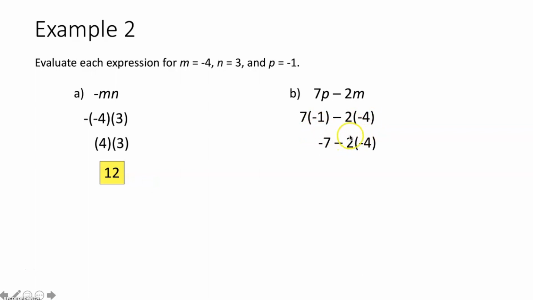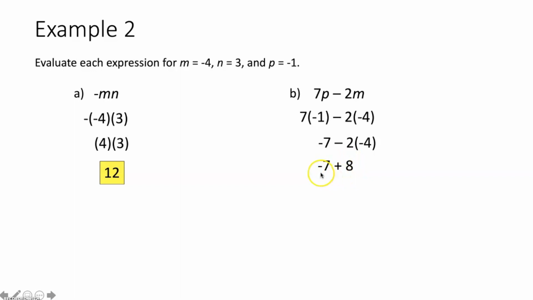Over here, we're taking negative 2 and multiplying it by negative 4. Just notice that this minus 2 is the same as negative 2 times negative 4. Since we're multiplying two numbers together that have the same sign, we know our product is going to be positive. So negative 2 times negative 4 is going to give us positive 8. So we write negative 7 plus 8.